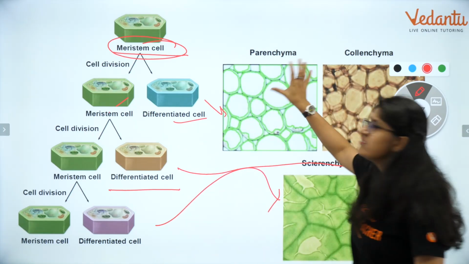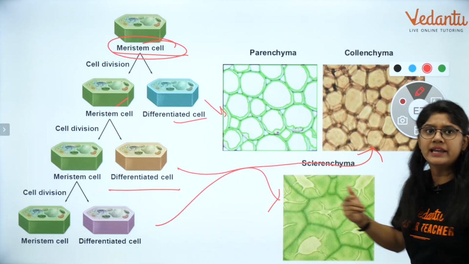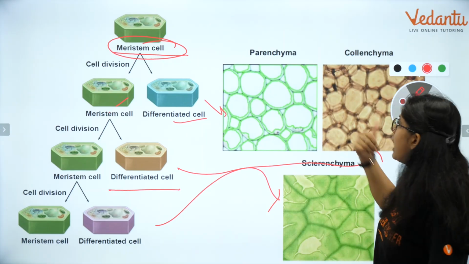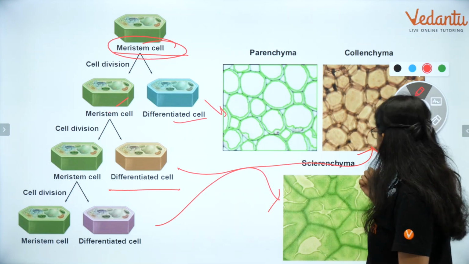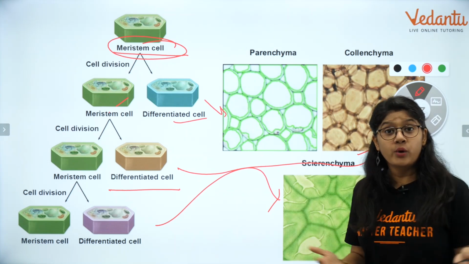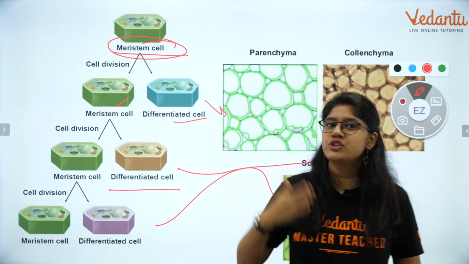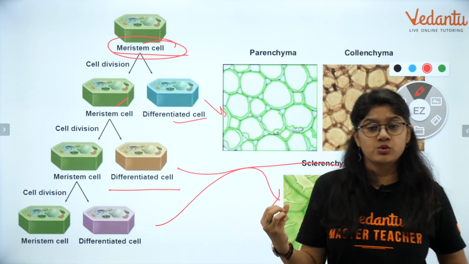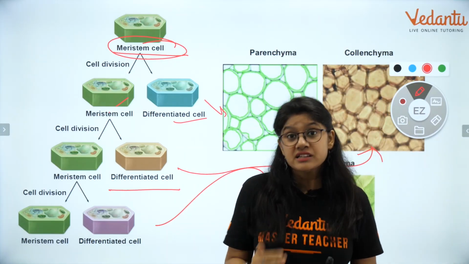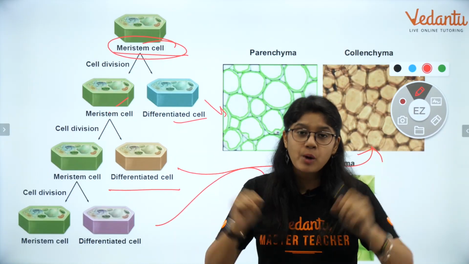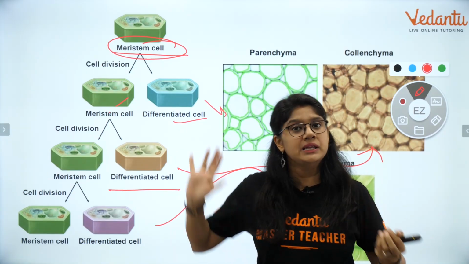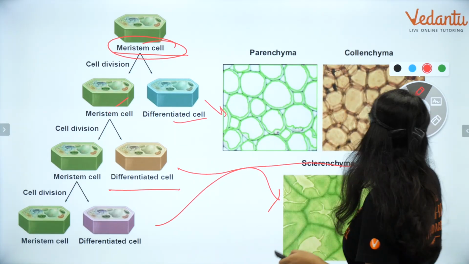So for example, we have different types of tissues in plants and animals also. But in plants, parenchyma is there, collenchyma, sclerenchyma, phloem, xylem, and so on. All these tissues have some specific functions which give them good properties or importance in the plant system, and they differentiate.